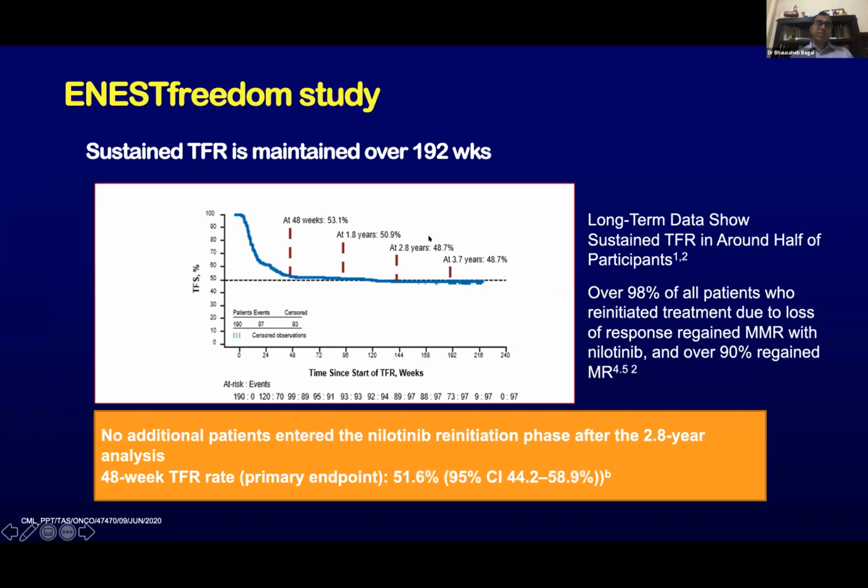study, where patients were given nilotinib as first-line therapy, and what you could see is the TFR rates at a fairly long follow-up, 192 weeks, that means 4 years, are around 50%.